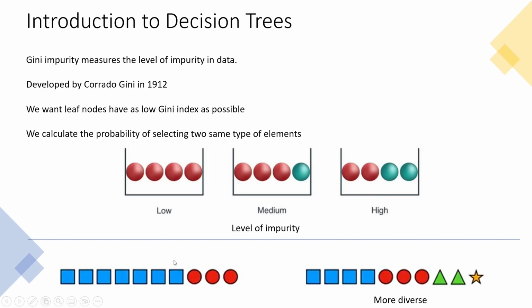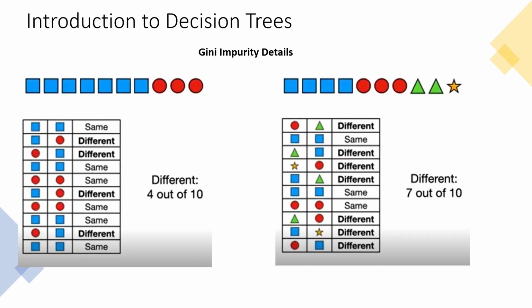For example, this set has lower impurity than this one because this set is more diverse. And the Gini index is a mathematical metric that measures the impurity in your data. So how do we measure the Gini impurity? We basically draw some examples from the dataset, such as this one. We have 10 data points here. We draw 2 randomly and then check whether they're from the same class or not.